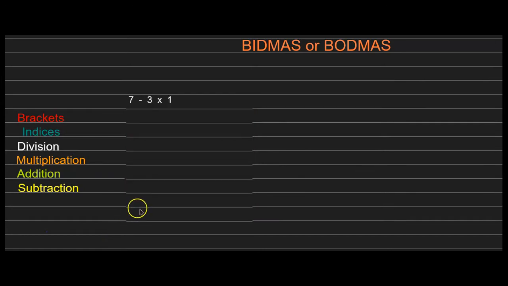So let's say we have 7 minus 3 times 1. How are we going to calculate this? We've got two operations shown here: subtraction and multiplication. Looking at the word BIDMAS, subtraction comes here and then multiplication is here. That means we need to do the multiplication first. So we multiply 3 times 1 and then just copy the subtraction. So 7 minus 3 is equal to 4.